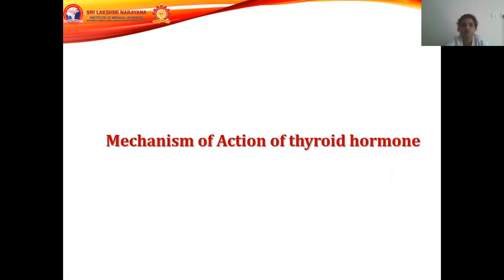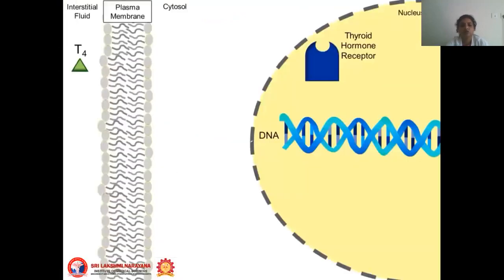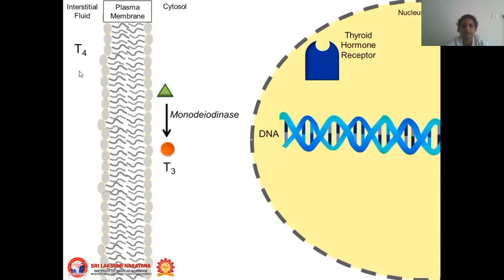So next we'll move on to the mechanism of action of thyroid hormone. The thyroid hormone acts on the target organs with the help of the thyroid hormone receptors, which are nuclear receptors. In the circulation, we have T4, which is the prohormone, and this enters into the cell. Once it enters into the cell, it gets converted to T3 with the help of mono-deiodinase.